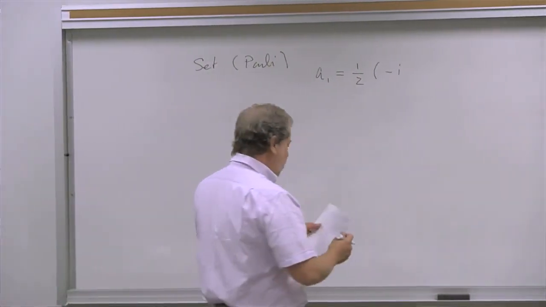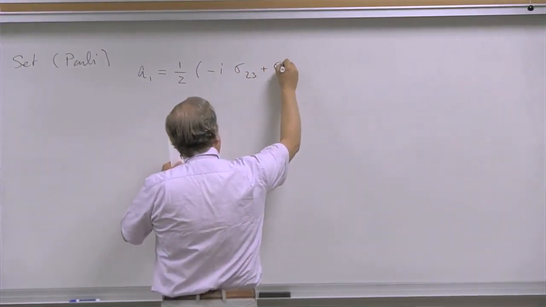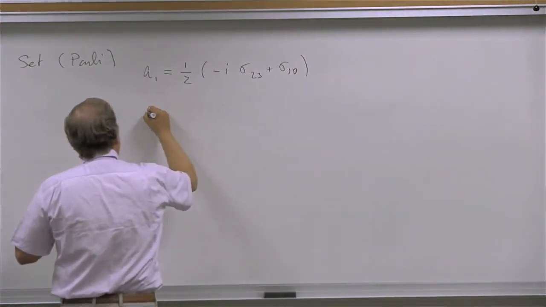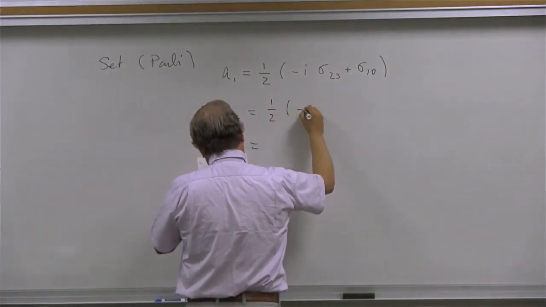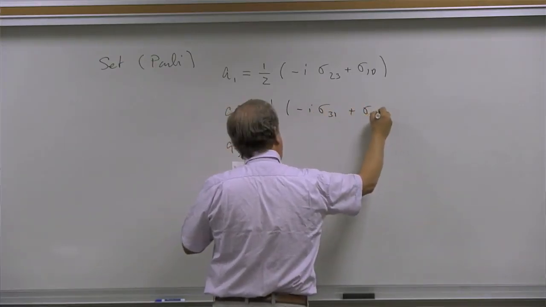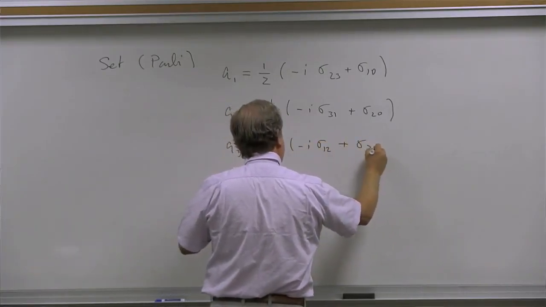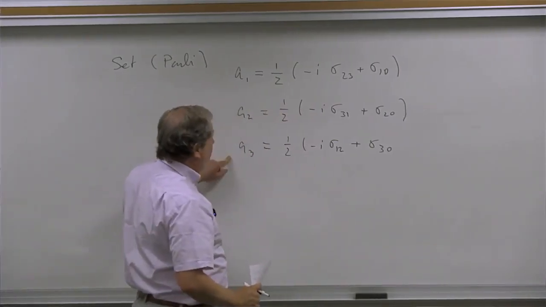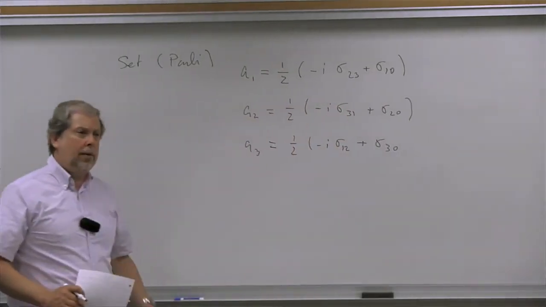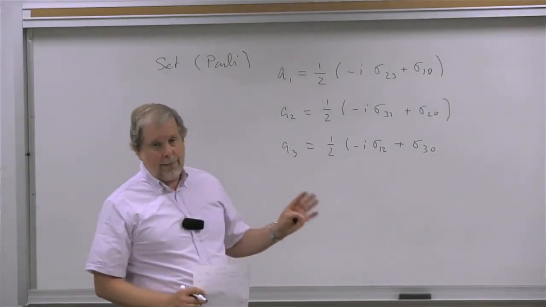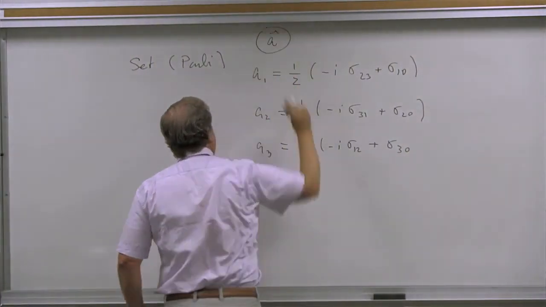So he knew that he was trying to get an angular momentum out of it, so he tries all sorts of linear combinations. Minus i sigma 2, 3 plus sigma 1, 0. And then define A2 and A3 to be similar. So 1/2 of minus i sigma 3, 1 plus sigma 2, 0. And then 1/2 of minus i sigma 1, 2 plus sigma 3, 0. So you can see the pattern. That's half of them. There are 6 total sigmas, so we dealt with 3 A's. So that's one vector A of matrices, of course.